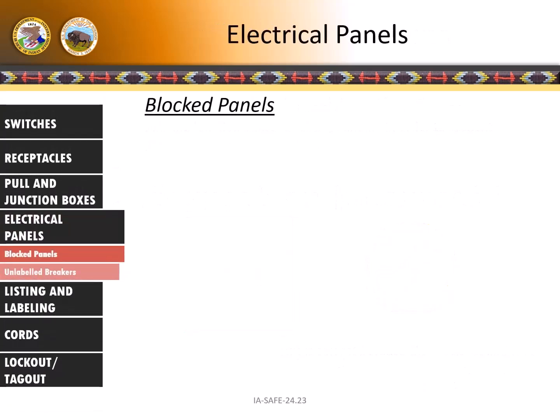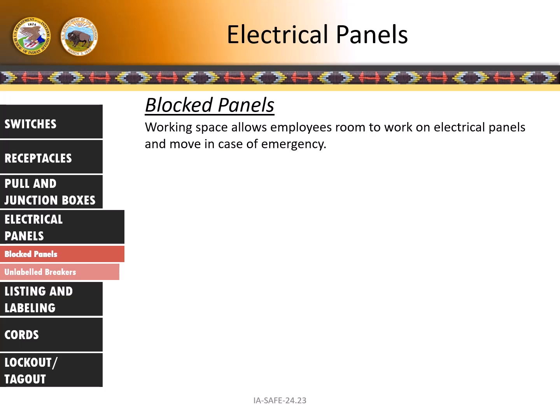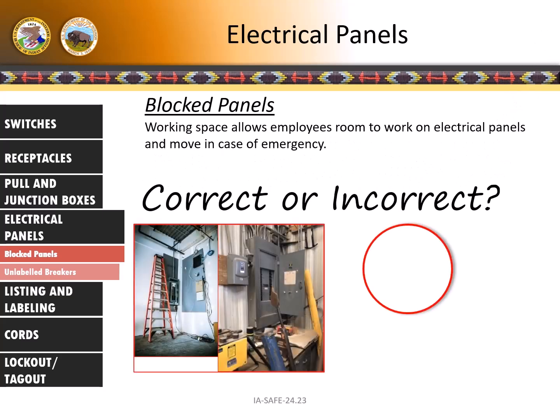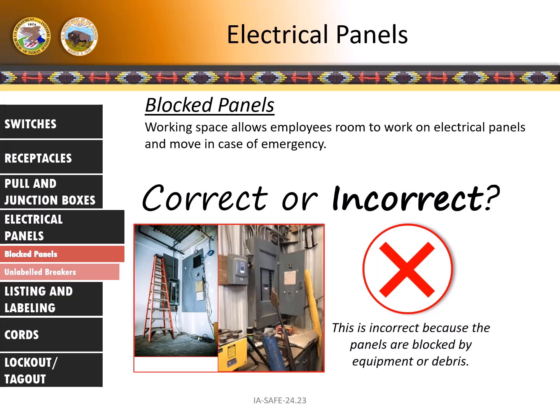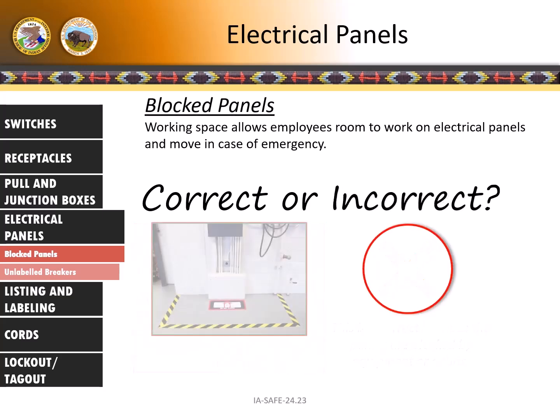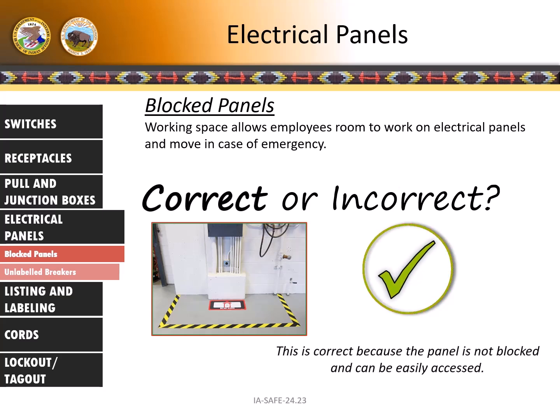Blocked panels. Working space allows employees room to work on electrical panels and move in case of emergency. Are these examples correct or incorrect? This is incorrect because the panels are blocked by equipment or debris. Is this example correct or incorrect? This is correct because the panel is not blocked and can be easily accessed.